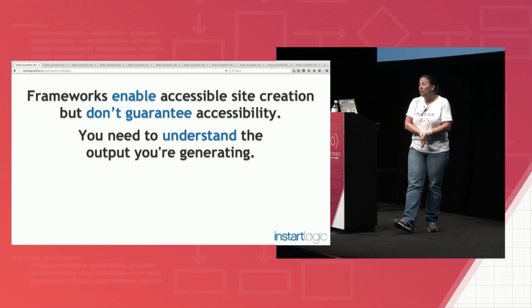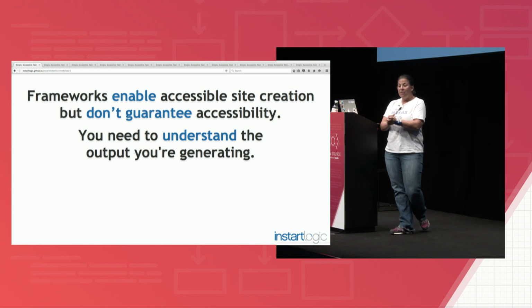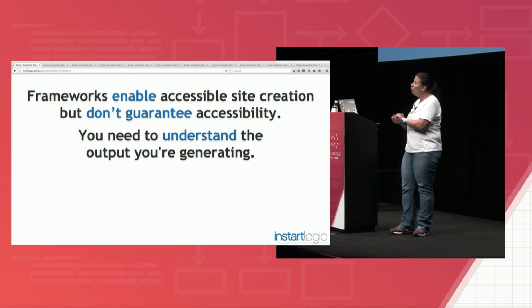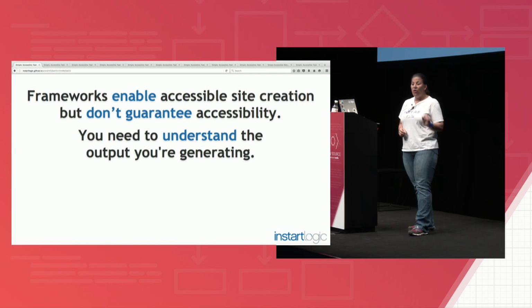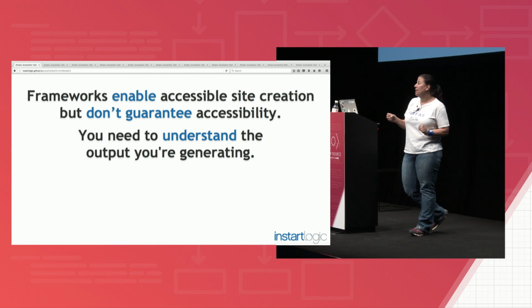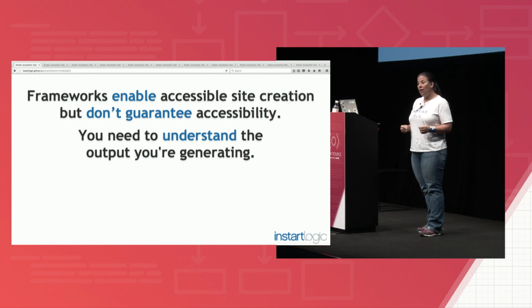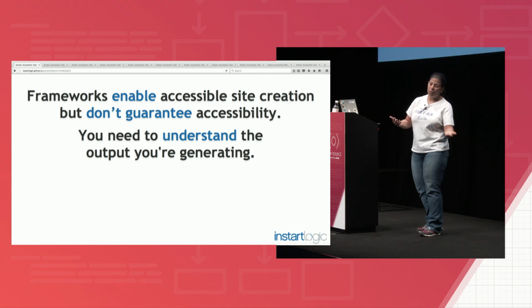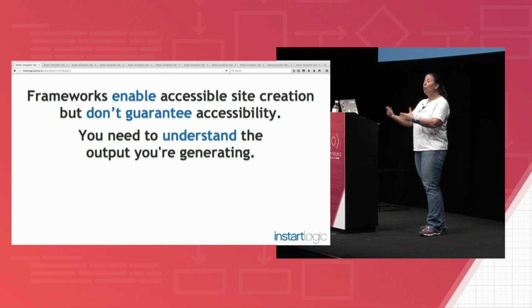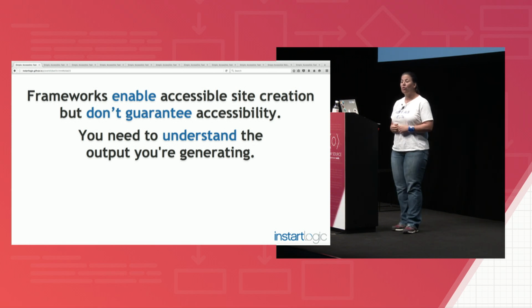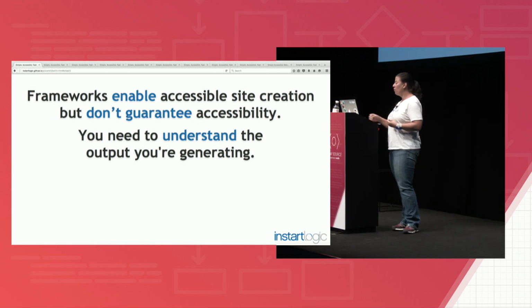So frameworks say that they make your website accessible. They do if you know what you're doing. So frameworks enable accessible site creation, but they don't guarantee it. What you need to understand is the markup that you are creating. If you are using frameworks like React, you're creating a component. But what is the HTML that is being generated? Because browsers render HTML. They also render objects of all sorts of different types. But what your framework is creating is basically DOM nodes that the browser needs to render. You need to understand the output that your framework is generating.